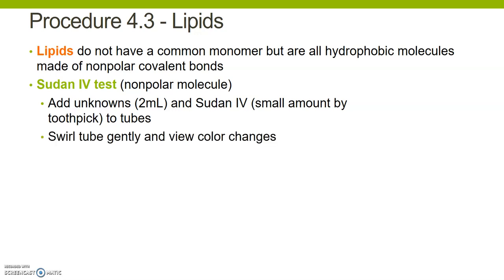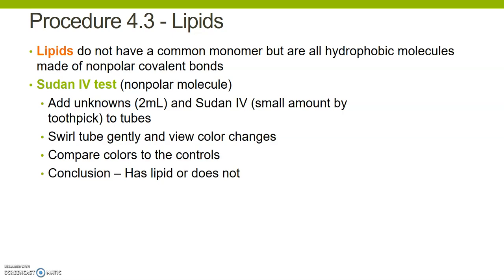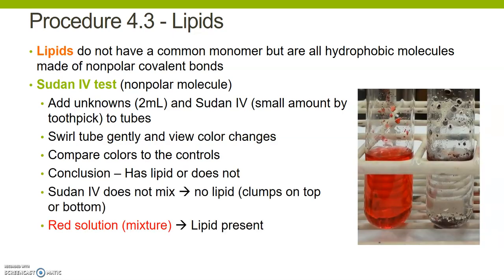Then you'll swirl the test tube and you'll look to see if the powder actually dissolves into the liquid or not. You will compare it to your controls. So again, you'll have a lipid control that will have lipid in it, and you will have the negative control, which is going to be the water. So then you will compare those test tubes and you will decide, okay, does this have lipid in it or not? So let's look at those two controls here.